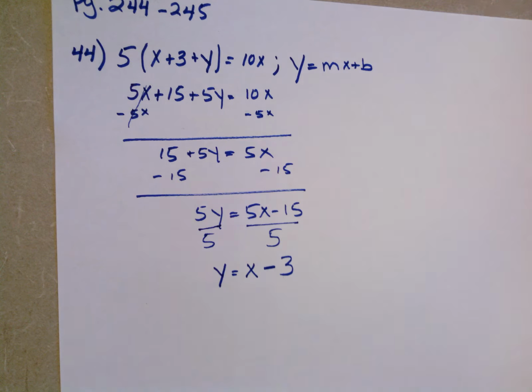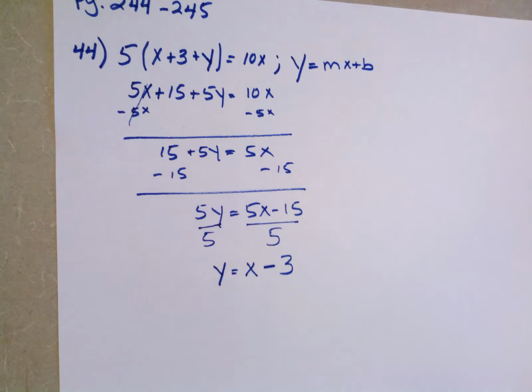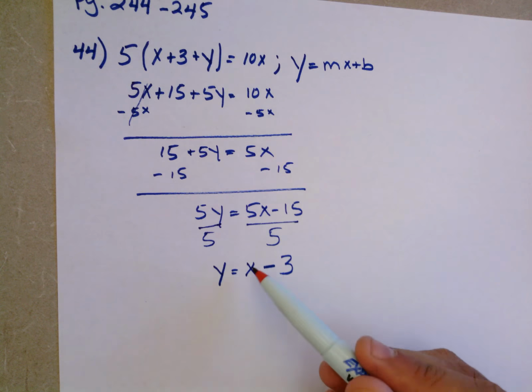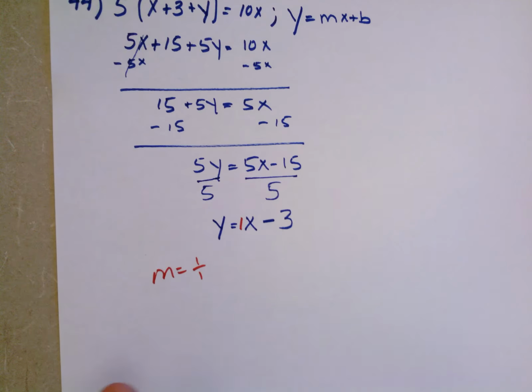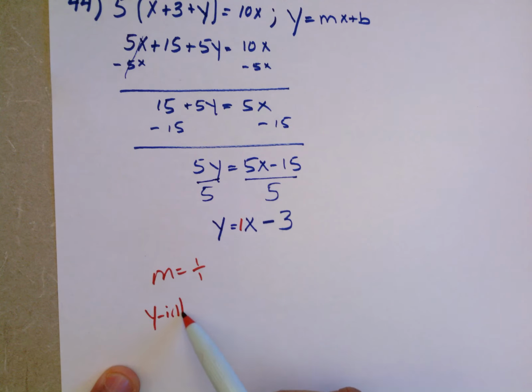Well, if I take a look at this, I have to identify the slope and the y-intercept. So I know that m here represents the slope. Well, what is the coefficient of x if I don't see one? Coefficient is 1. So my m, or my slope, is 1 over 1. That's my slope. And my y-intercept is this b here. It's going to be the point 0, negative 3.